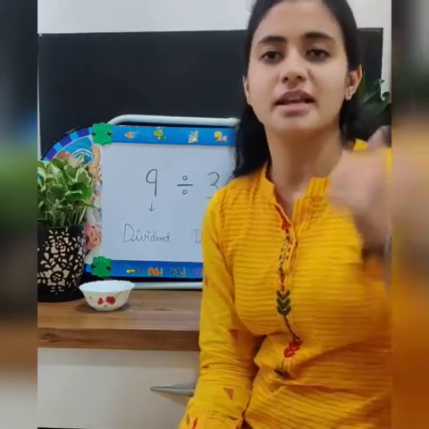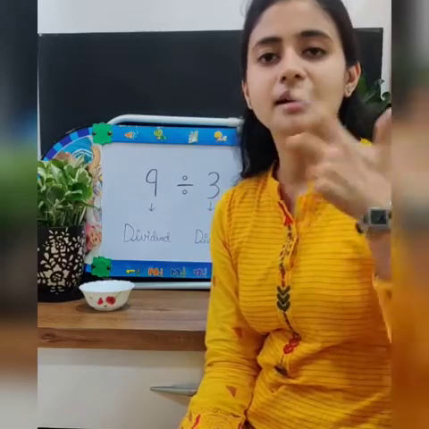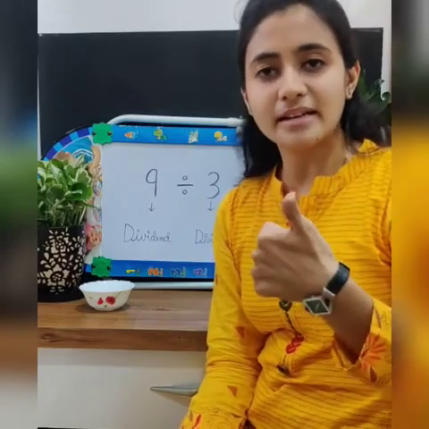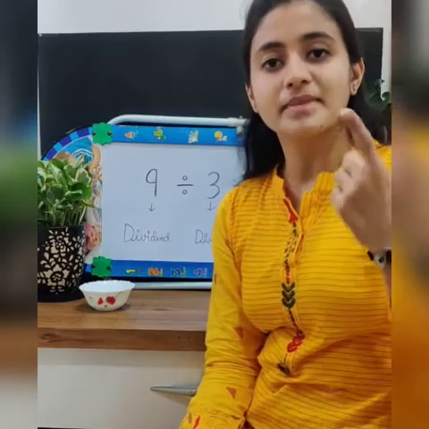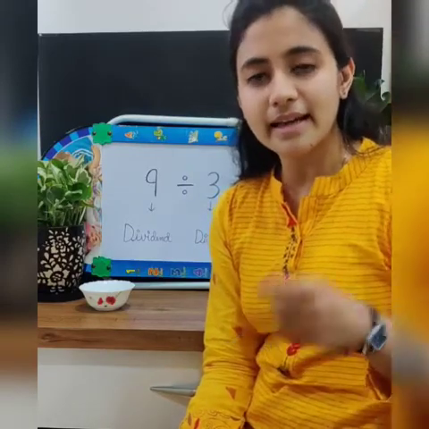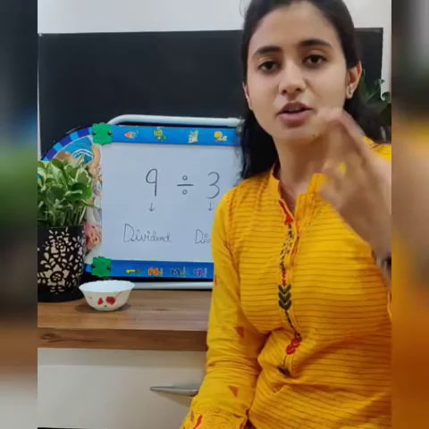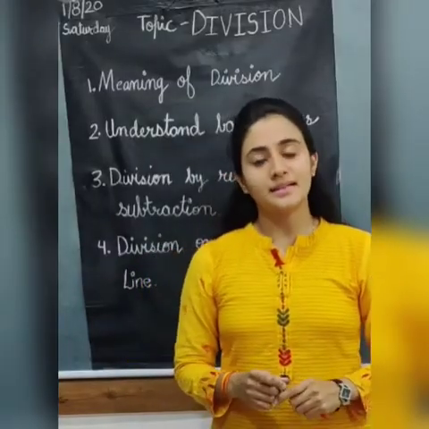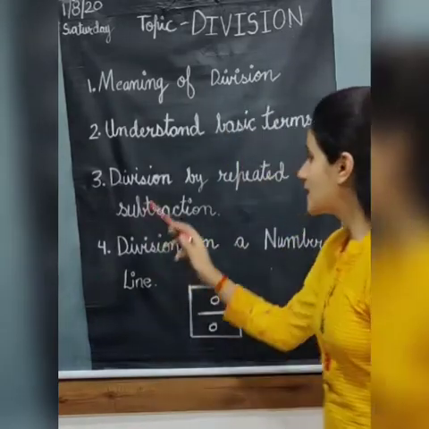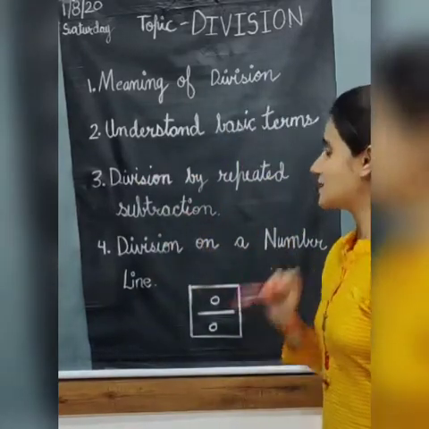These are the basic 3 terms of division: dividend, divisor and quotient. Dividend is the number that is to be divided. Divisor is the number by which we divide, and quotient is the answer that we get. Now we will understand our third topic: division by repeated subtraction.